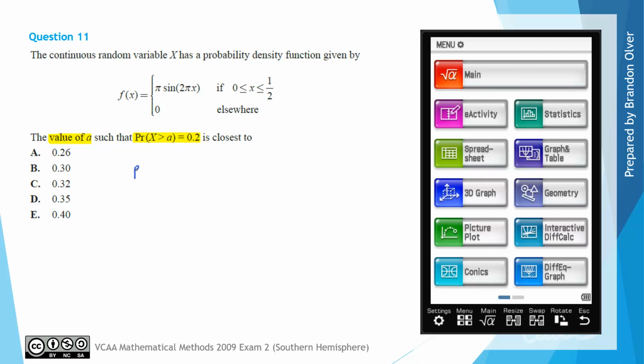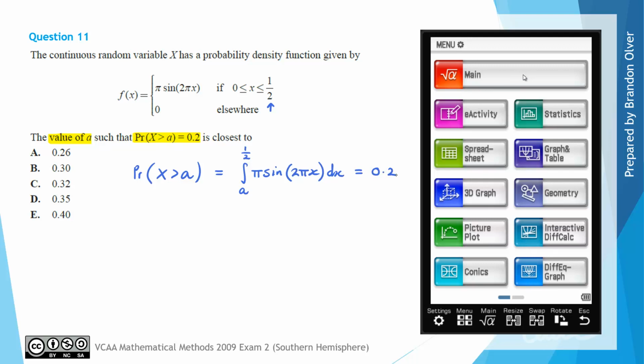So the probability that x is greater than a can be interpreted as the integral from a lower bound of a to the upper bound of, in this case, 1/2. So we have the integral from a to 1/2. And then in the integral, we're going to have pi sine of 2 pi x, and then we need dx, and we're going to solve that equal to 0.2. Now this is something we'll need a CAS calculator to help with.